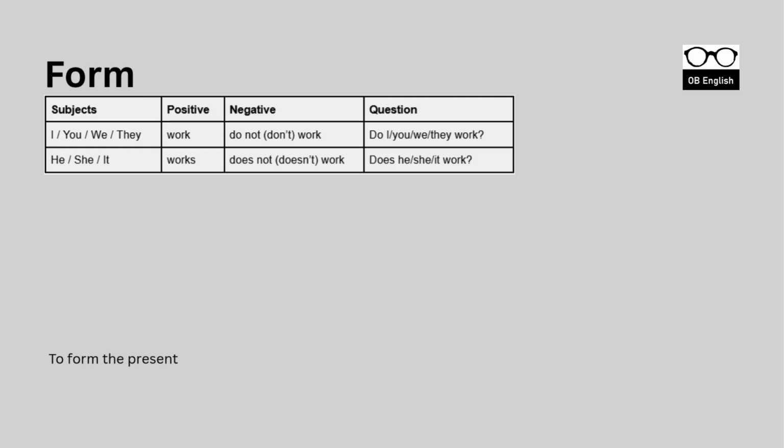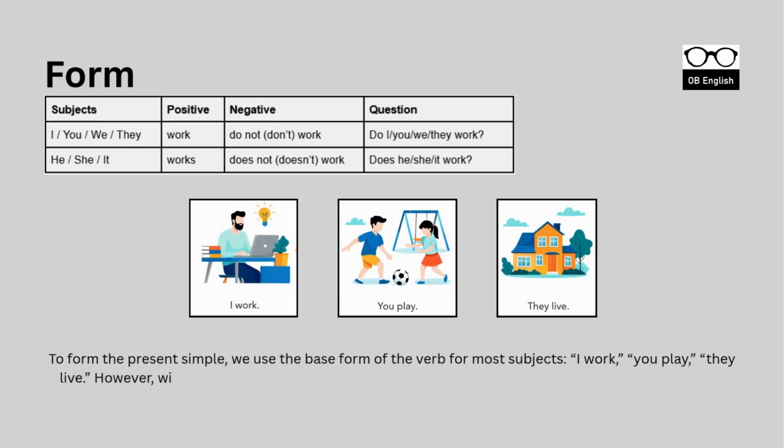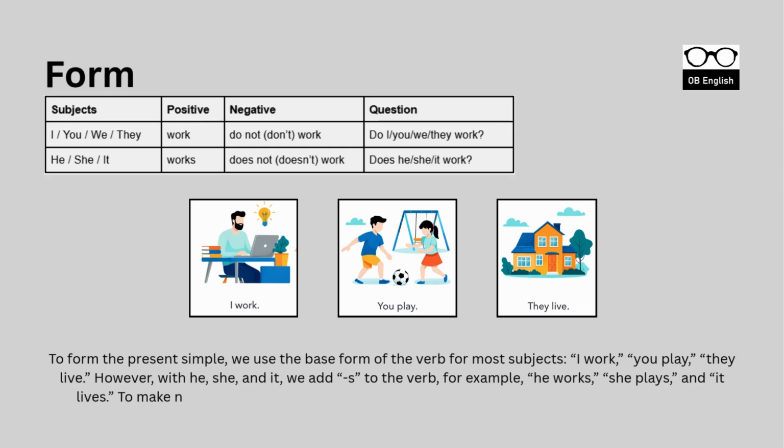To form the present simple, we use the base form of the verb for most subjects. I work, you play, they live. However, with he, she, and it, we add s to the verb. For example, he works, she plays, and it lives.